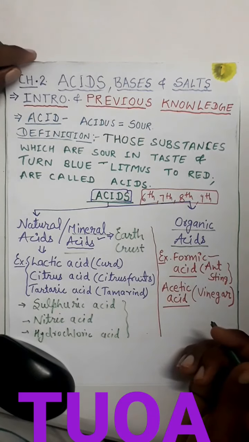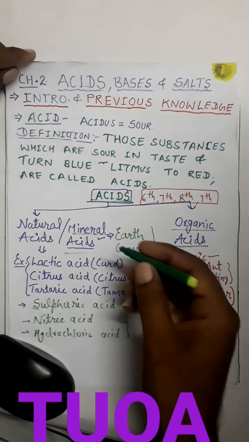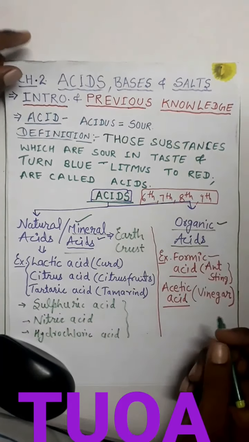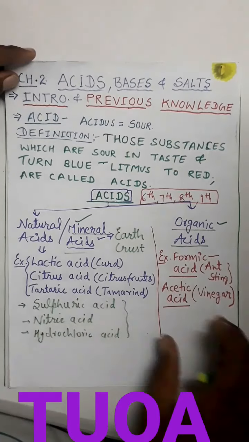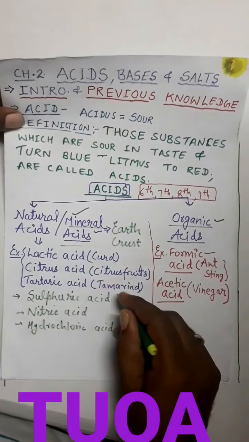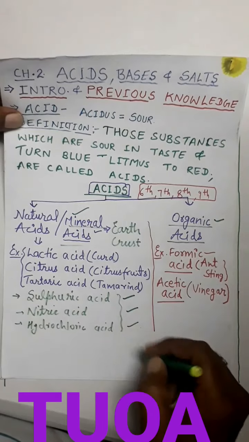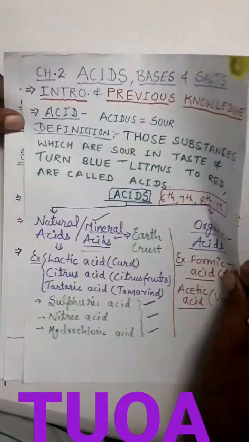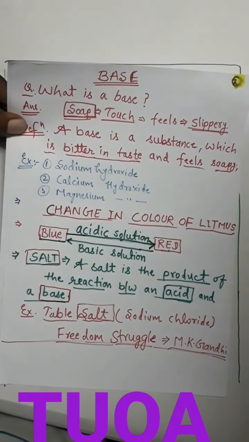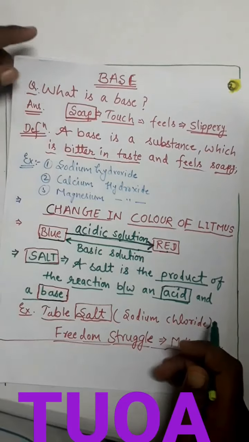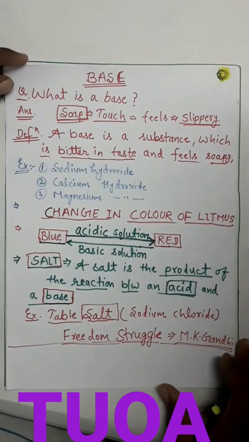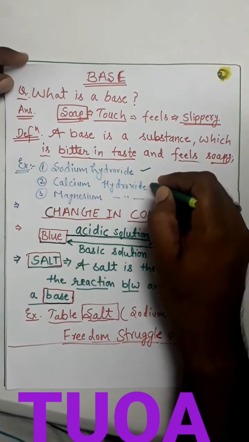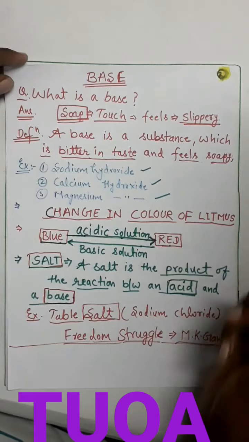In the previous class, students, we have discussed broadly natural acids or mineral acids, that is the classification of acids which you have already seen in previous classes. Some examples of acids are sulfuric acid, nitric acid, hydrochloric acid. Then in organic acids it is formic acid, acetic acid. Then the next part, base, which we also discussed, with some examples and a little introduction about a base.